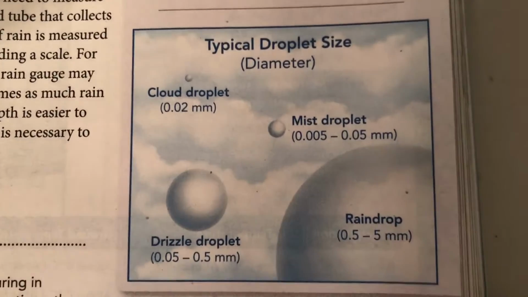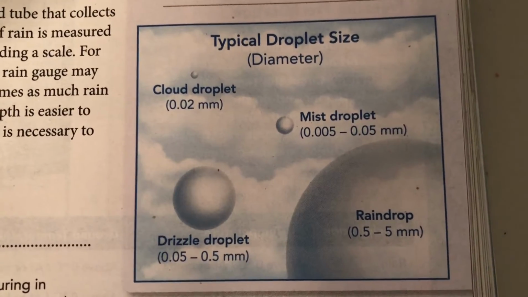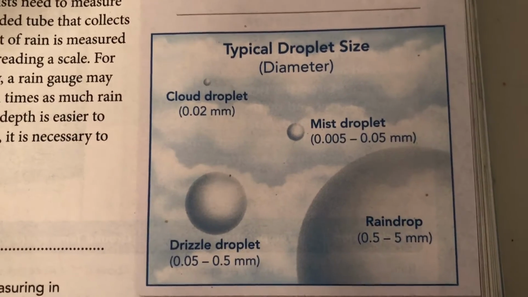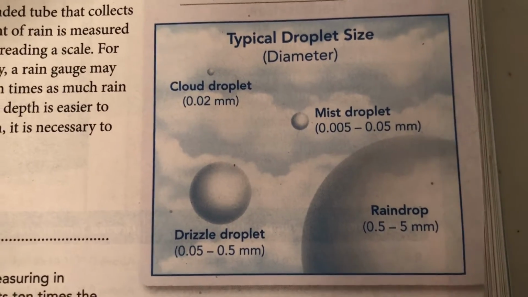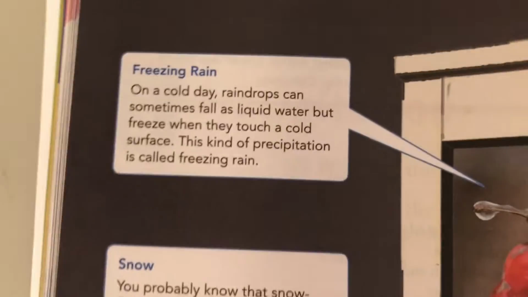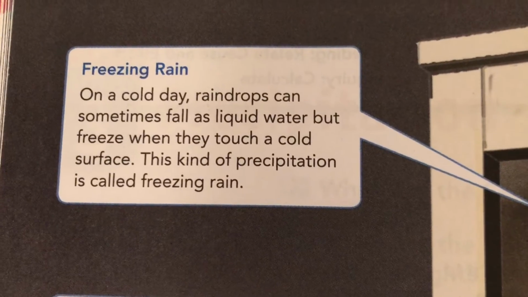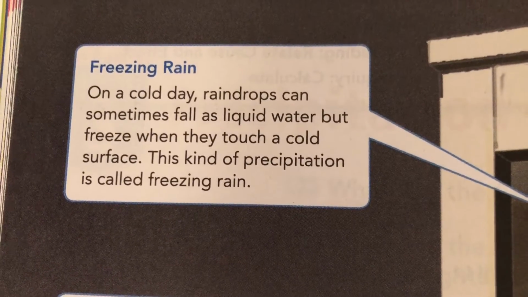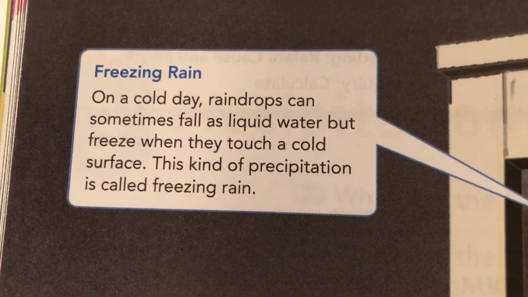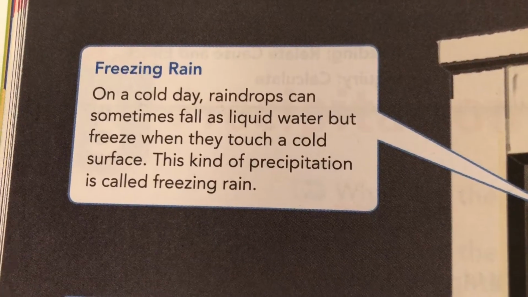Here's a chart of typical droplet sizes: raindrops, drizzle, mist, and cloud droplets. Here's just an example of some freezing rain. On a cold day, rain droplets can sometimes fall as liquid water but freeze when they touch a cold surface. This kind of precipitation is called freezing rain.